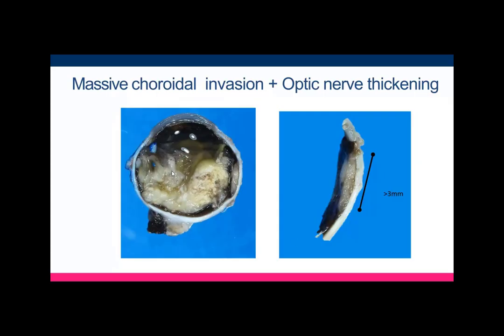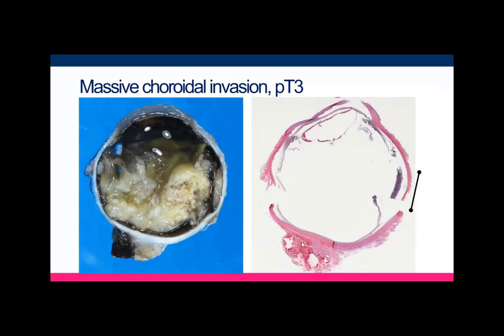So this tumour shows choroidal invasion. Here you can see the retinal pigment epithelium is this dark layer, and here's a closer up. It's greater than 3 mm, so it's massive, therefore at least PT3. But there was optic nerve thickening. Is it also a T4? So histology shows the thickening of the optic nerve is due to hemorrhage, not tumour. Therefore, it's still PT3, margins clear.